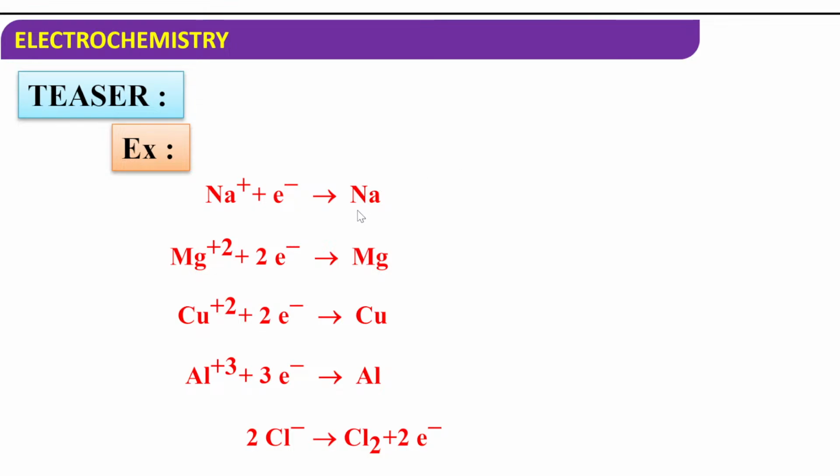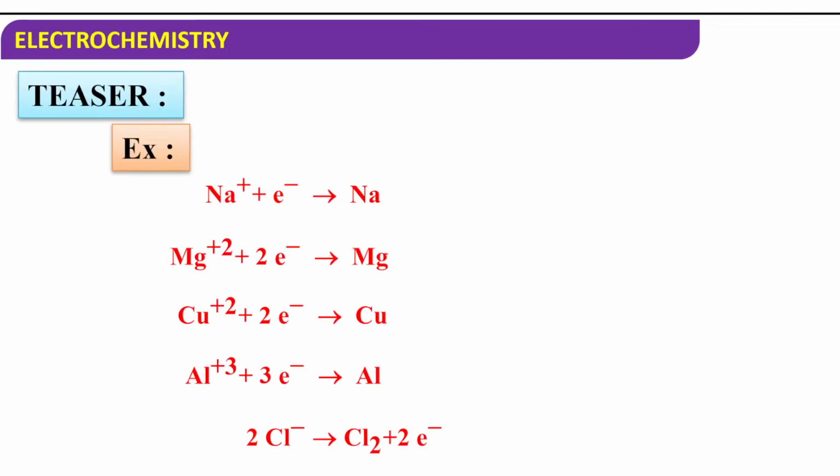Means to get 1 mole of each, 1 Faraday of electricity is required for sodium, 2 Faraday for magnesium, again 2 Faraday for copper, 3 Faraday for aluminium, to get 1 mole of each. And to get 1 mole of chlorine gas, 2 Faraday of electricity is used.